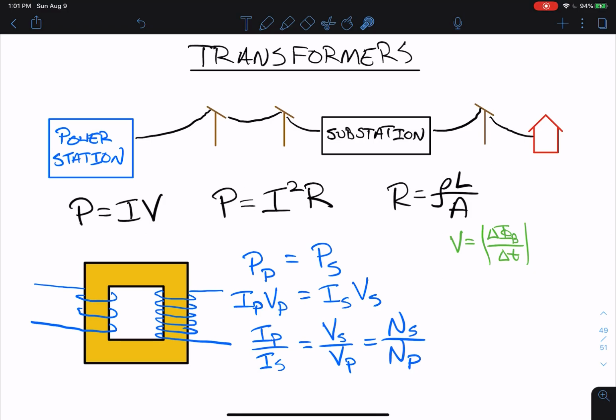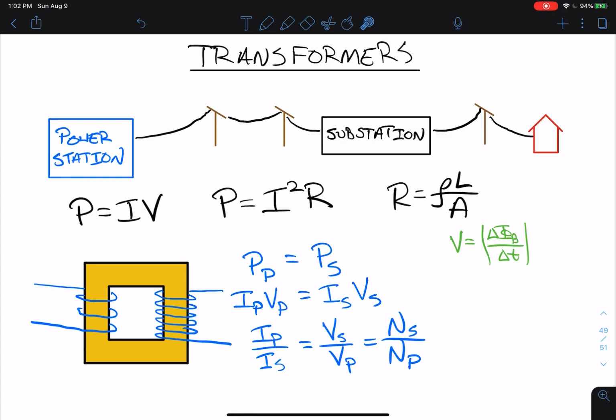And what we see is that if the number of coils in the secondary, so for example, if this is the secondary, if the number of coils in the secondary is greater than the number of coils in the primary, this ratio is greater than 1. And that means the voltage in the secondary must be higher than the voltage in the primary. So the voltage here must be higher than the voltage here. This is known as a step-up transformer. We can step up the voltage. We can get the high voltage that we need.